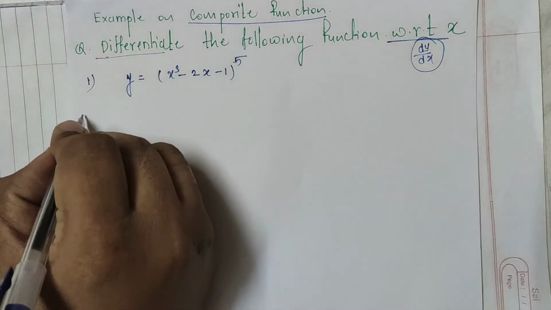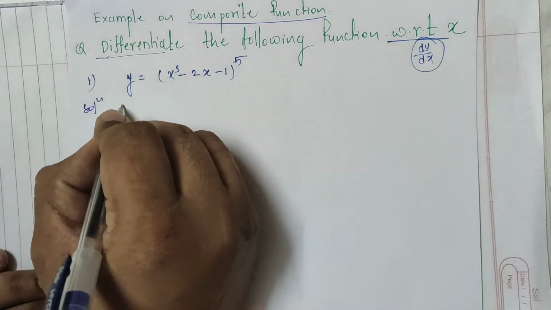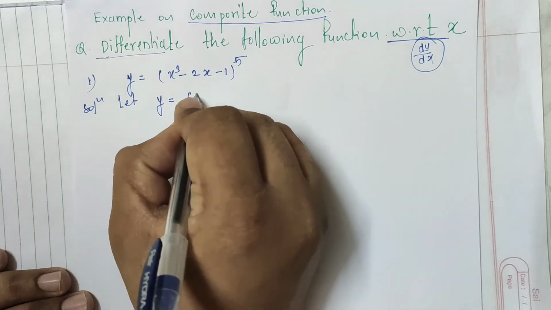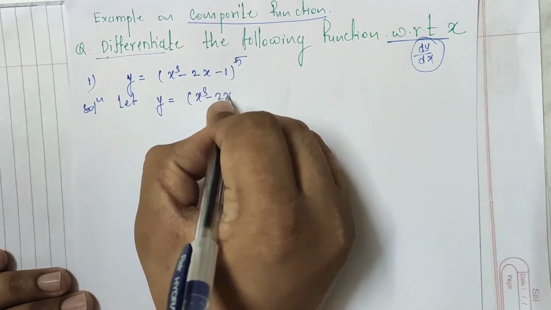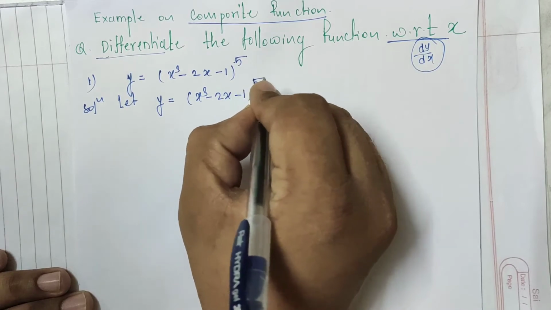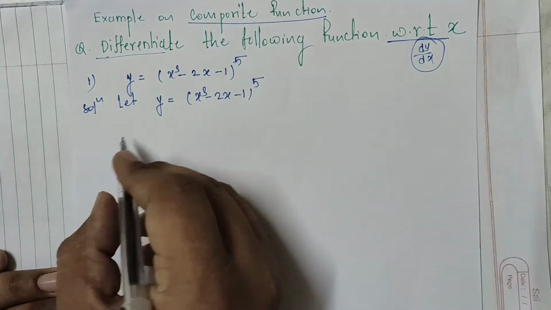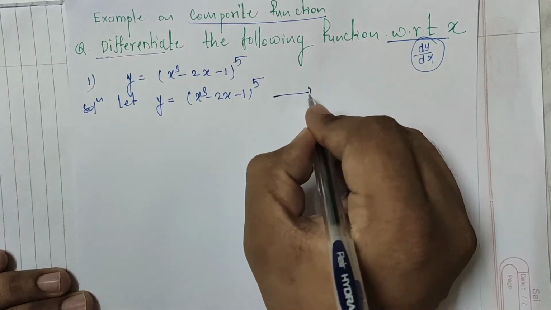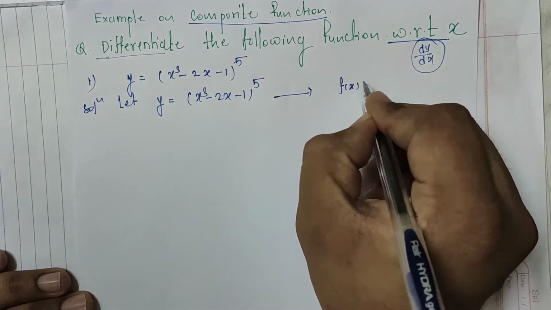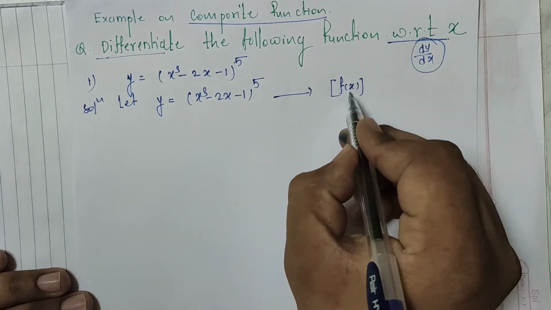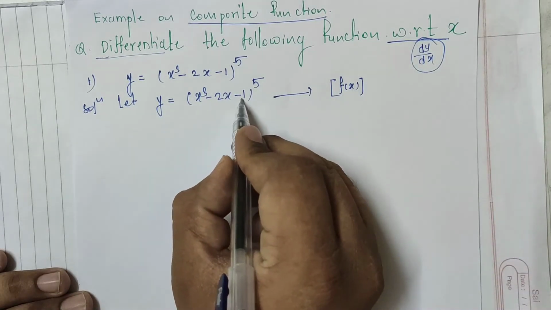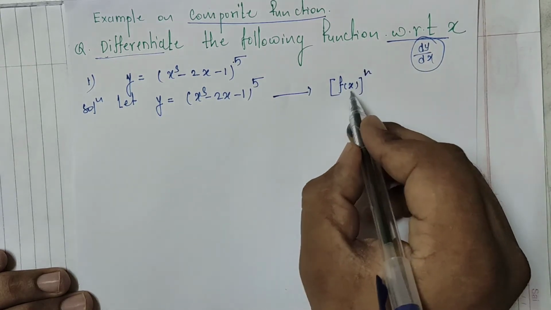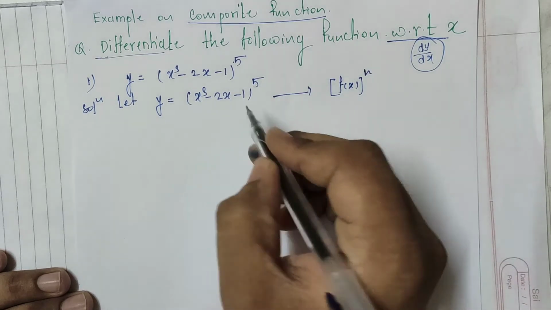Its solution: let y is equal to (x cube minus 2x minus 1) bracket raised to 5. Then we want to find its derivative, but this function looks like which form? Here is the f of x in bracket. What is the f of x? f of x means x cube minus 2x minus 1, and f of x raised to n. Which form? f of x raised to n form. n here is 5.